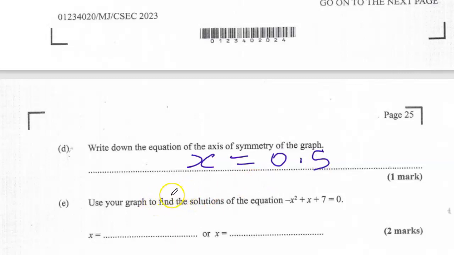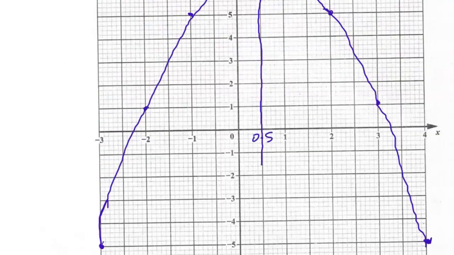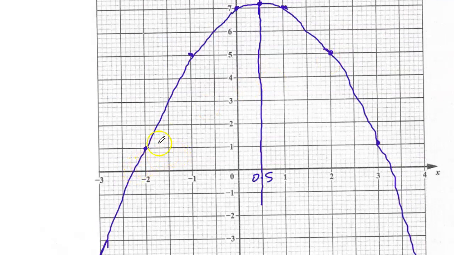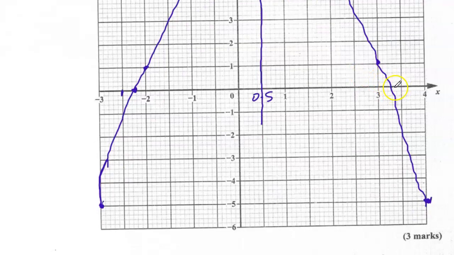Use your graph to find the solutions of the equation minus x squared plus x plus 7 equals 0, and that's where the line cuts the x-axis. Using the graph, this is about minus 2.25 and positive 3.25. So where the line cuts the x-axis, where y is 0, the solutions are 3.25 and negative 2.25.